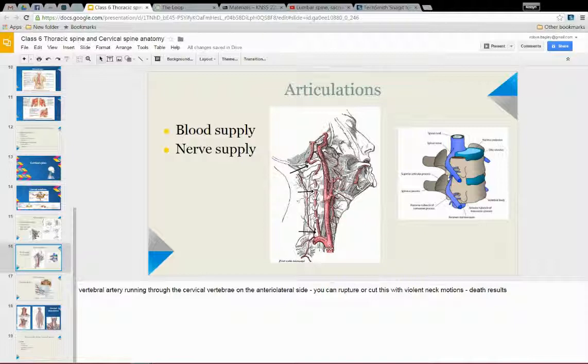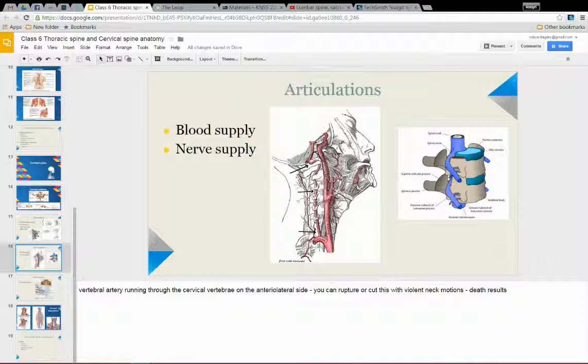But the other thing I want you to be aware of is this vessel that's snaking through the side of the vertebral bodies. This is the vertebral artery. It runs through the anterolateral side of each side of the neck. You can rupture or cut this with violent neck motions, and death results from that. So this is a very, very important artery.